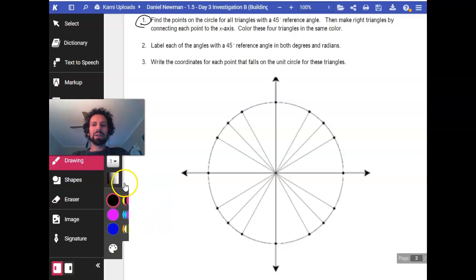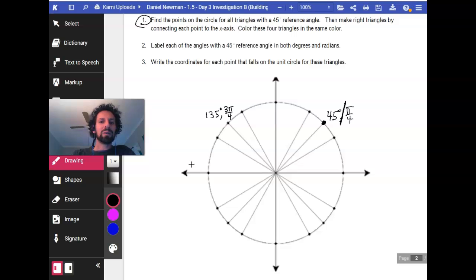So step number 1 is to find the 4 angles that have 45-degree reference angles. Well, clearly 45 degrees is one of them. And let's also note that that's pi over 4 radians. I'm actually going to put a slash right here to show you that we're dealing with degrees or radians. The next place with a 45-degree reference angle is going to be that 135 degrees, also 3 pi over 4 radians.